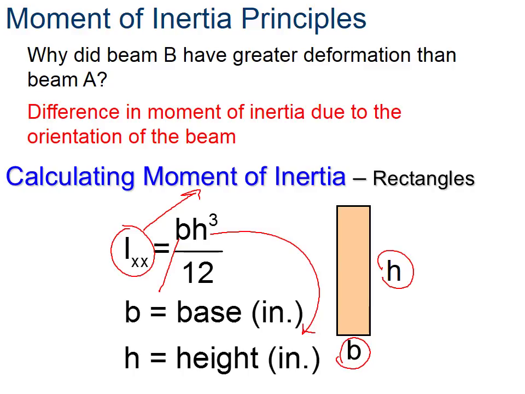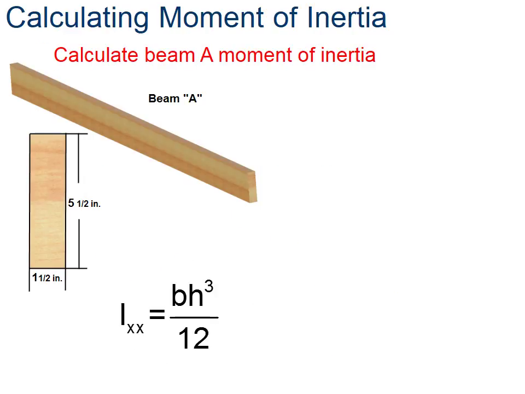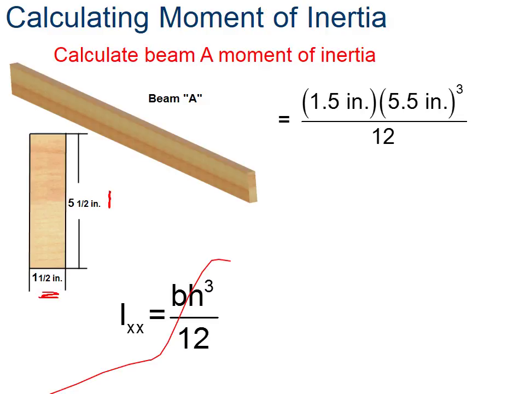So moment of inertia equals base times height cubed divided by 12. 12 is going to represent 12 inches. When you start calculating moment of inertia for beam A, this is when we turned our beam on the side. So when our beam was turned on the side here, we have a base of 1.5 inches and a height of 5.5 inches. So we would simply plug these numbers in here.